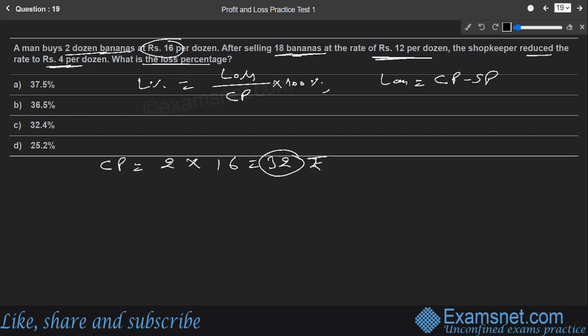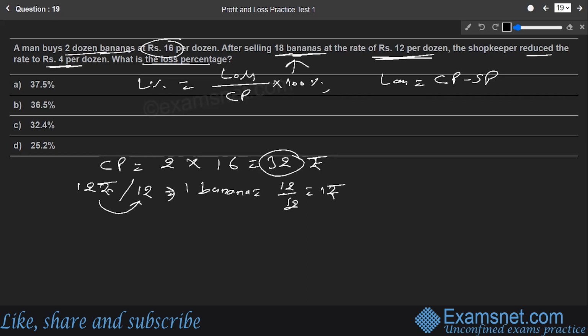What about the selling price? They say that they have sold 18 bananas at the rate of 12 per dozen. So 12 rupees is the rate for 12 bananas, because 12 rupees is the rate for a dozen. So one banana will cost how much? It will be 12 by 12, so that is 1 rupee. 1 rupee is the cost of the banana when it comes to selling.